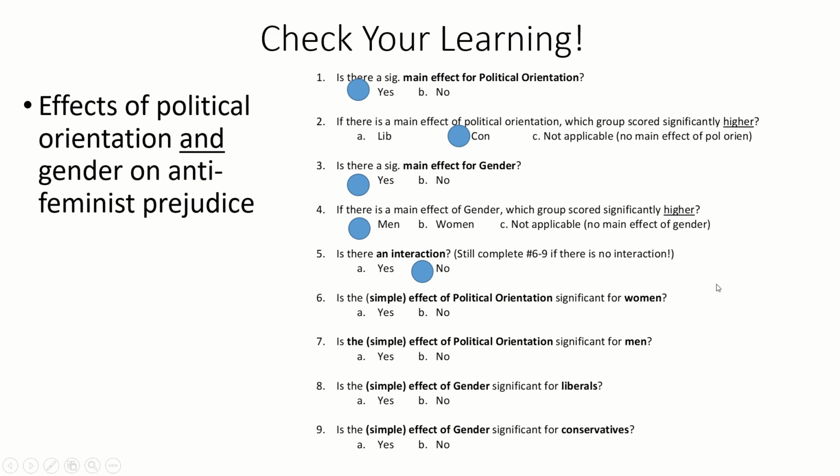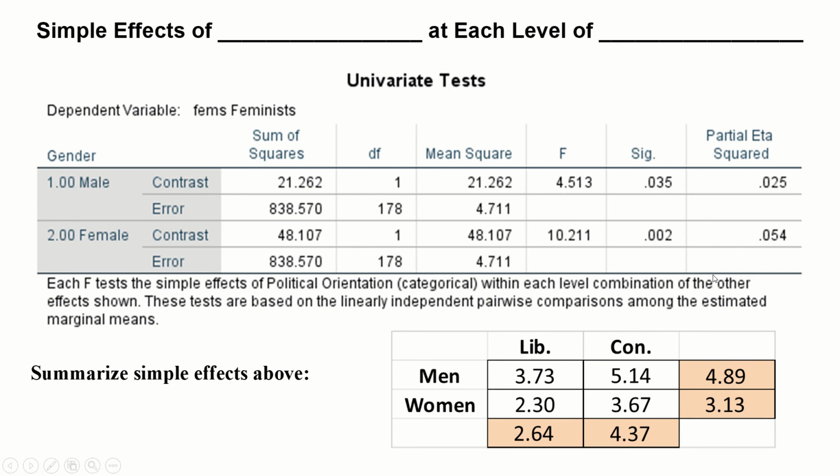So if we take a look at the first simple effects output here, remember in the simple effects table it tells you down here, we're looking at the simple effects of political orientation at each level of the other independent variable. So again, we're looking at the simple effects of political orientation at each level of gender, for men versus women. So we're asking, is there a difference between liberals and conservatives for men versus women?